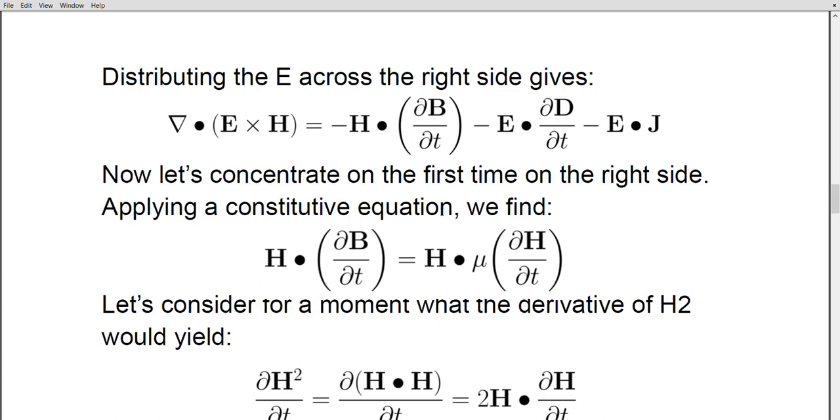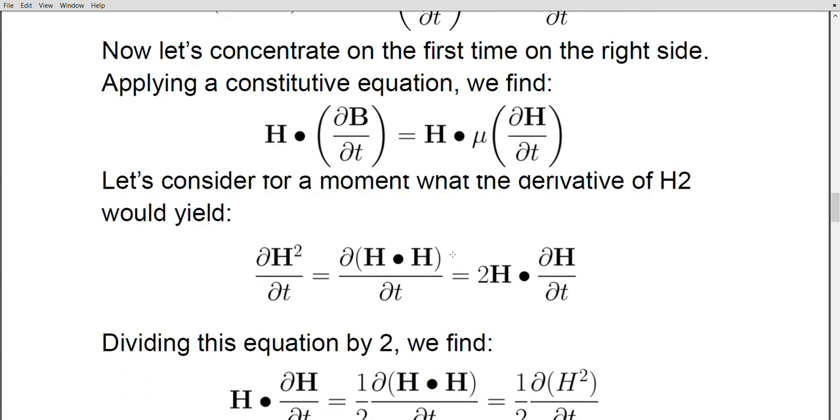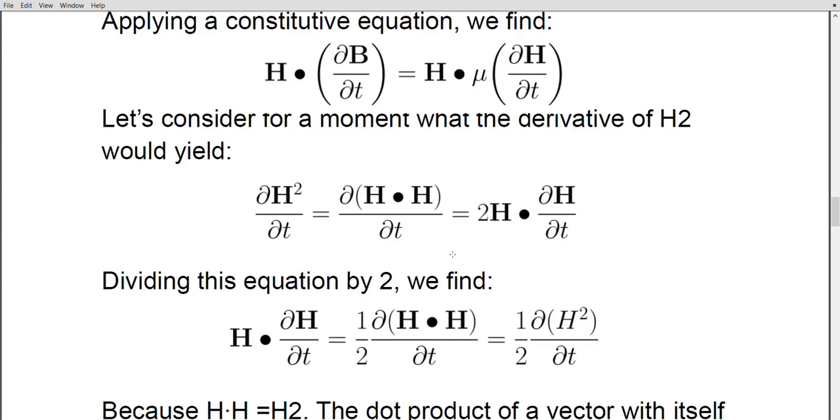Now let's concentrate on the first term on the right side. Applying a constitutive equation, we find H dot dou B by dou t is equal to H dot mu dou H by dou t. This is the constitutive equation. Let's consider for a moment what the derivative of H squared would yield: dou H squared by dou t equals dou of (H dot H) by dou t, which is equal to 2H dot dou H by dou t. This is the derivative of H squared.